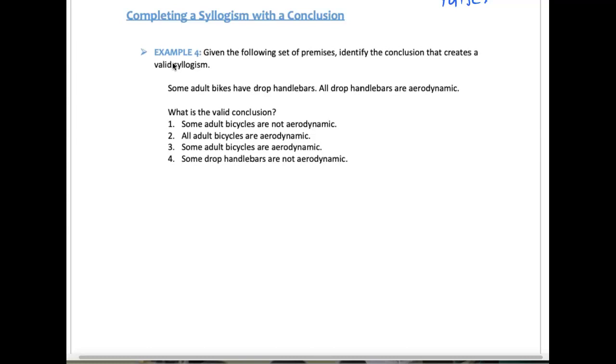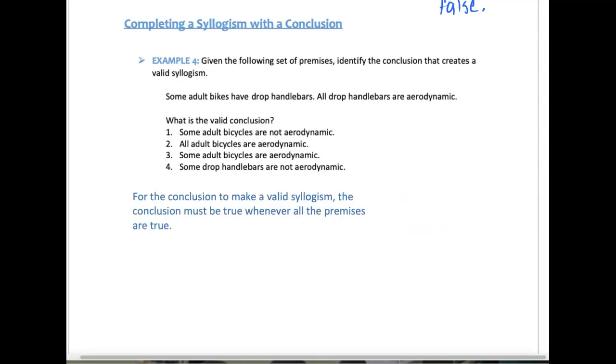So 4 conclusions. Some adult bicycles are not aerodynamic. All adult bicycles are aerodynamic. Some adult bicycles are aerodynamic. Or some drop handlebars are not aerodynamic. Which conclusion makes a valid syllogism? So I have this written out for you here.